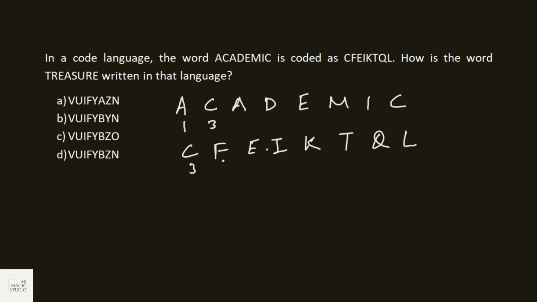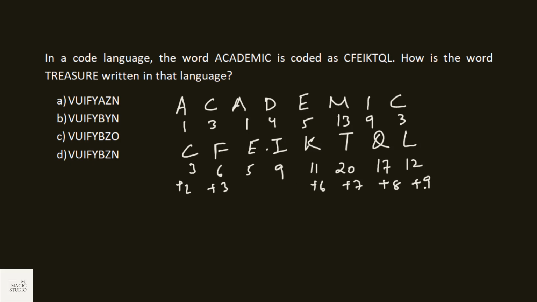A1, C3, C3, F6, A1, 5, 4, I is 9, 5, K is 11, M is 13, so T20, I 9, Q is 17, C3, L is 12. As we can see, it is plus 2, plus 3, plus 4, plus 5, plus 6, plus 7, plus 8, and plus 9.